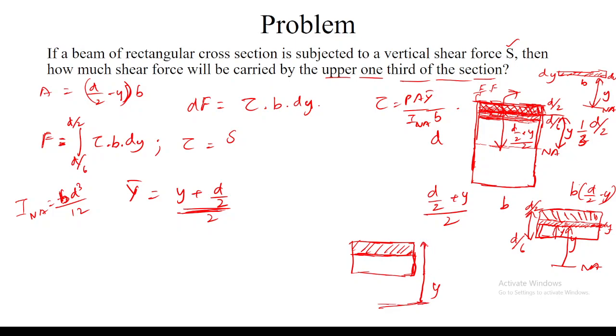Here the total length is D by 2, and up to here it is Y. So for the centroid, up to here I know it is Y, and up to here I know it is D by 2. So Y plus D by 2 divided by 2 will give the centroid of this rectangular hatched region. Is it clear to everyone?